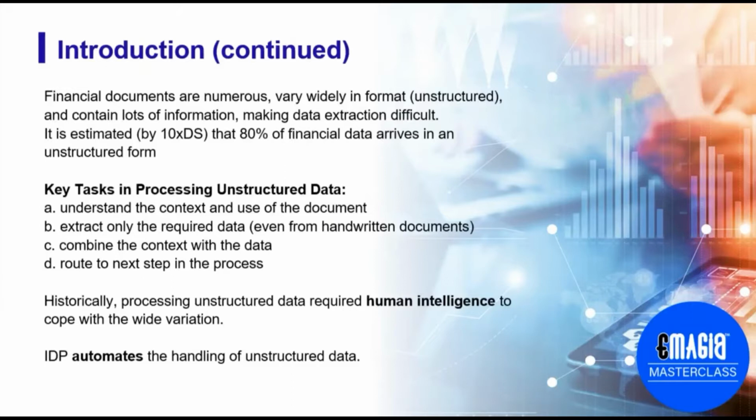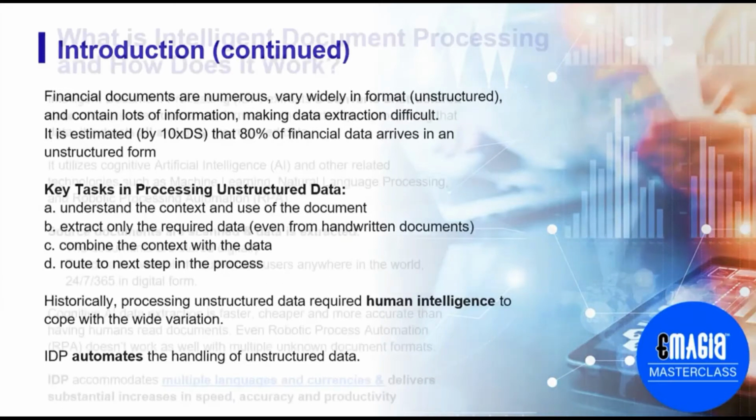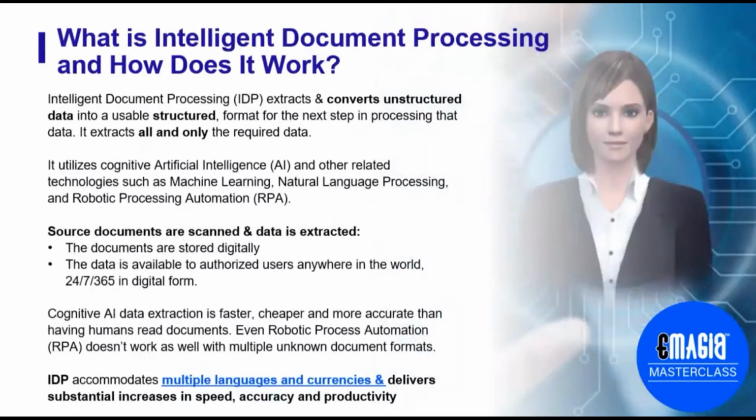But here's the nice thing about IDP. It automates the handling of unstructured data, which is great. So exactly what is intelligent document processing? How does it work? Well, essentially, it converts unstructured data into structured data in a format that promotes its use in the next processing step. And it also extracts all the required data and only the required data.